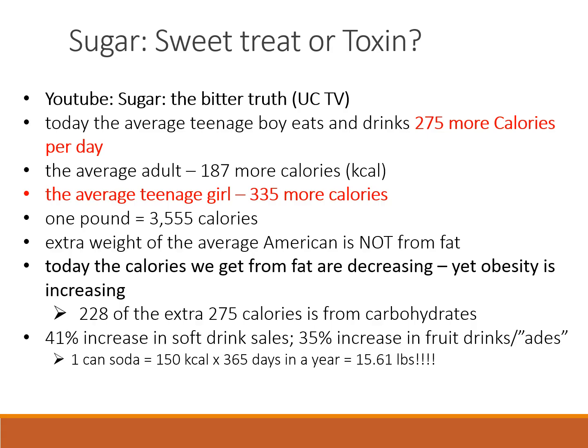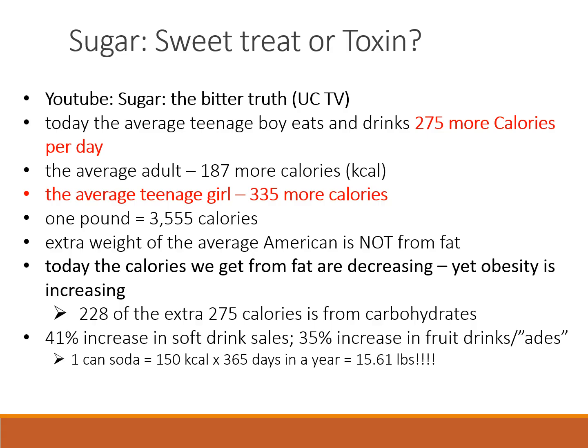Did you know that today the average teenage boy eats and drinks 275 more calories every day? The average adult takes in 187 more calories. The average teenage girl takes in 335 more calories than 20 years ago. And if you realize that 1 pound of weight is about 3,500 calories, it doesn't take too many days to accumulate enough calories to put on a pound.